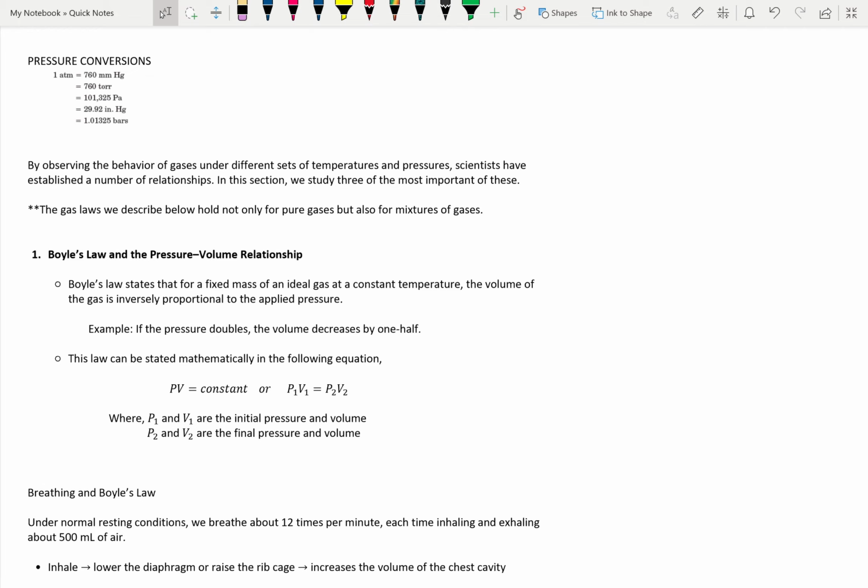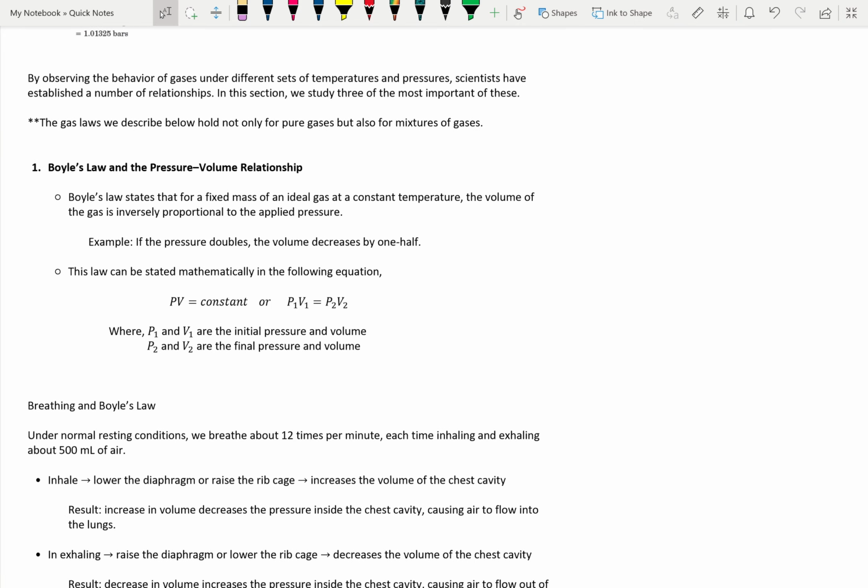So Boyle's law states that for a fixed mass of an ideal gas at a constant temperature, the volume of the gas is inversely proportional to the applied pressure. So, an example we have here is if the pressure doubles, the volume decreases by 1/2. So we can state this mathematically. We say our pressure 1 times our volume 1 is equal to the pressure 2 times the volume 2. By 1 we mean the initial, and by 2 we always mean the final.